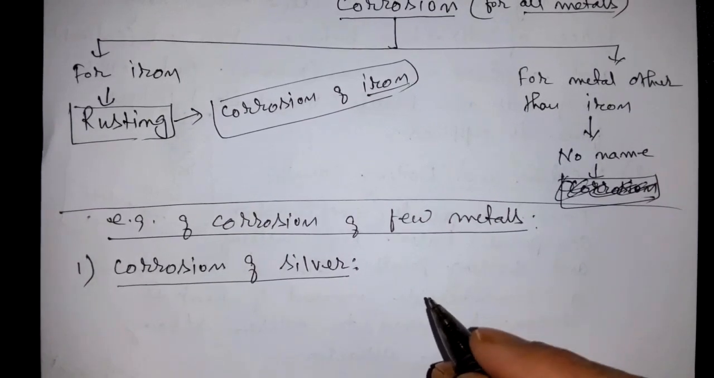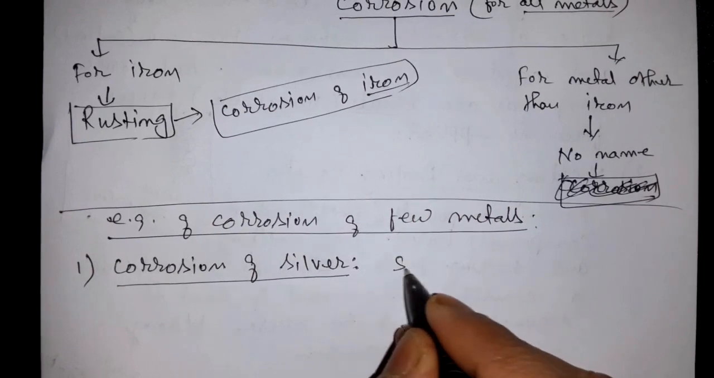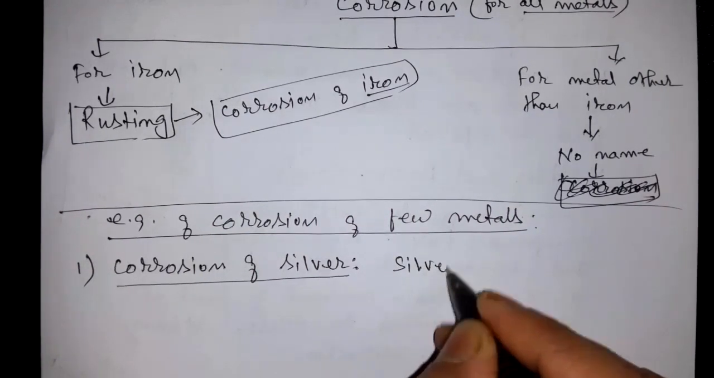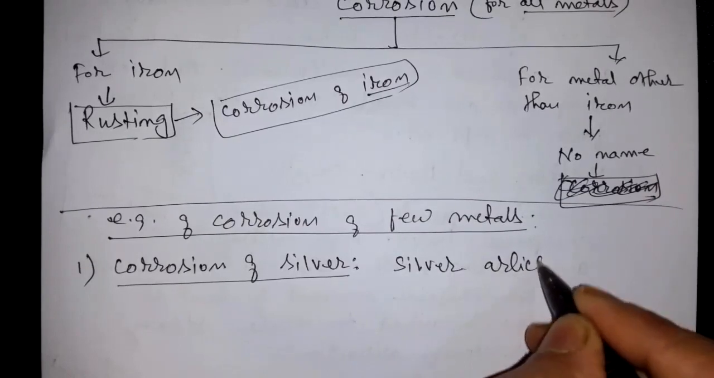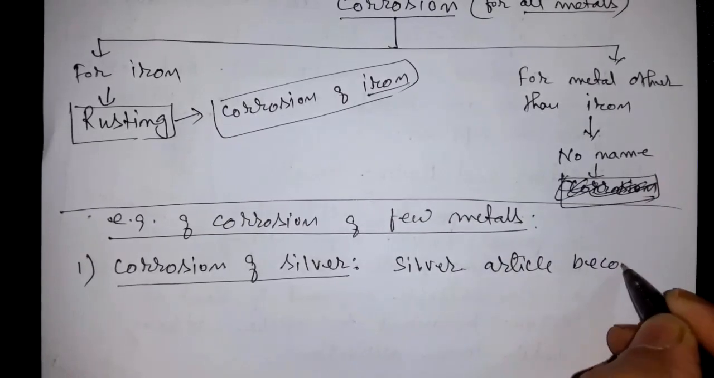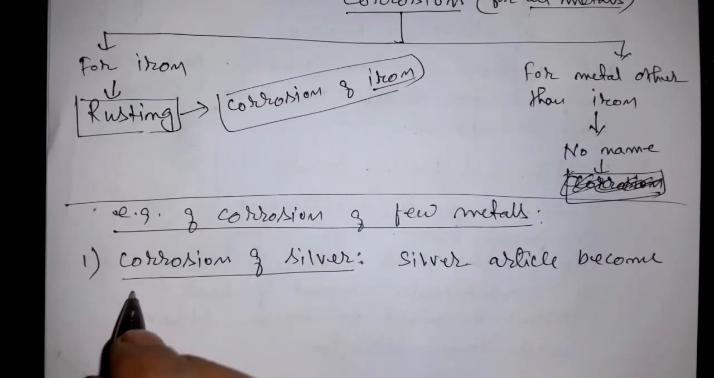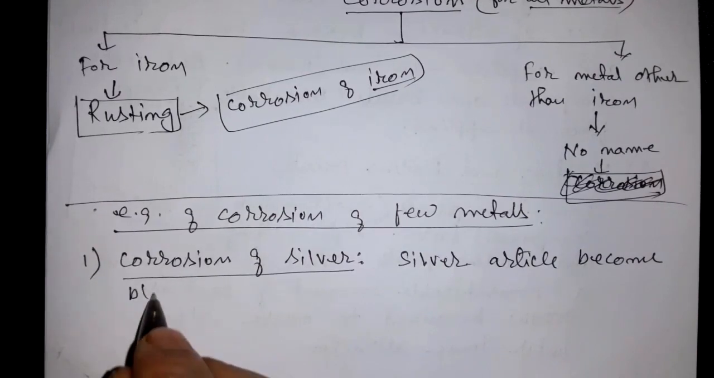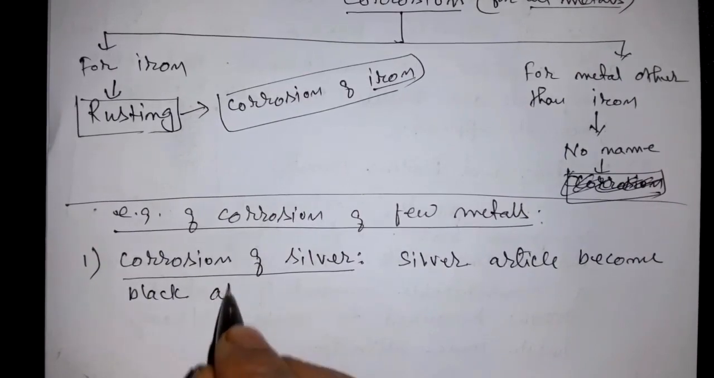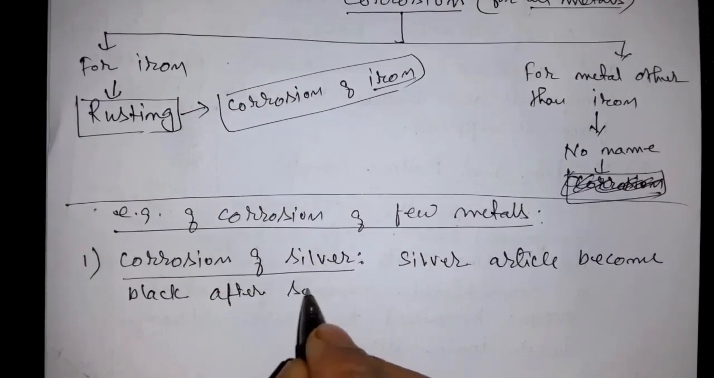So silver article becomes black after some time.